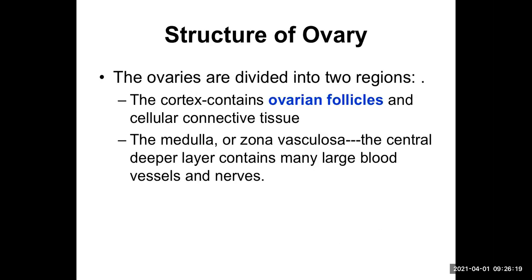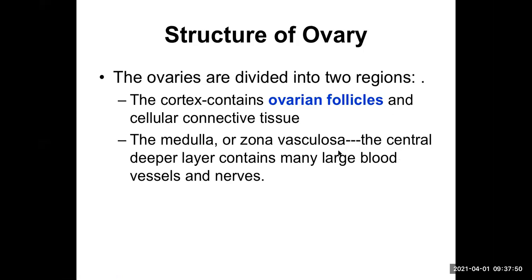Now let's talk about the structure of the ovary, then everything will be clear. In this discussion we are going to talk about the different stages of the ovarian follicle, what happens when it is mature, and how ovulation occurs. We are going to talk about one after the other. Now I'm talking about the structure of the ovary here.